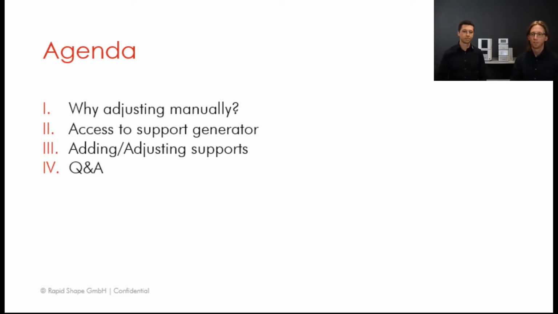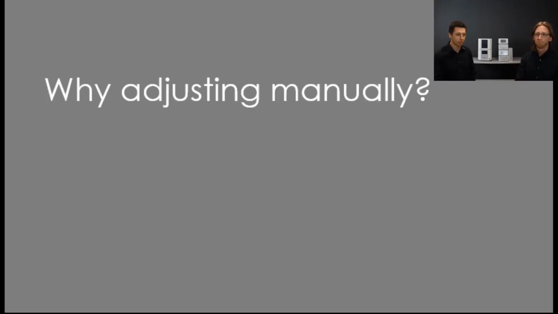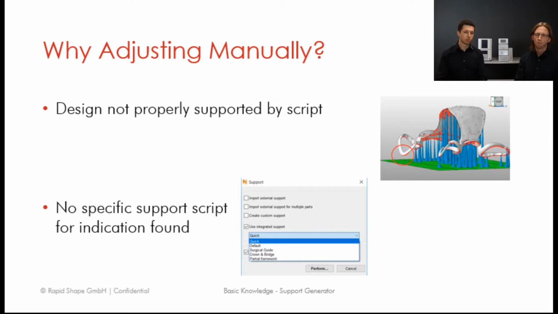All right, so I think we can just start right away with why we have to adjust this manually. Okay, so as Robert said, the first question most likely is, why do I have to adjust? Mainly there are two reasons for this. First of all, your design is not properly supported by the script. We already mentioned most of the designs should fit our support script, but there are some which won't be supported properly. That's why it's important to check your part and the support script afterwards, to see if it's really supported properly.